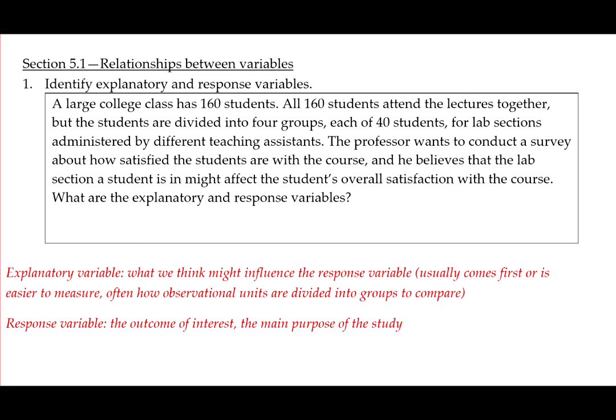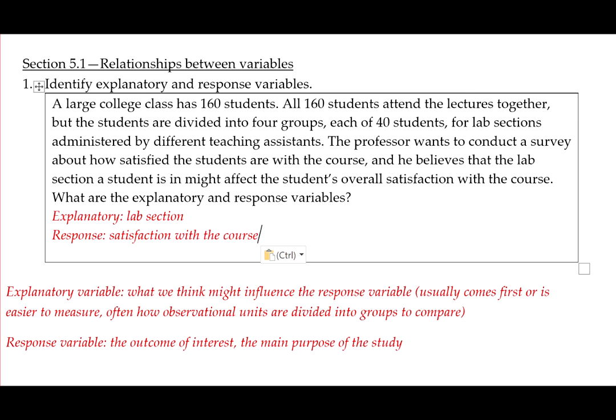So, you'll notice here that what the professor is really interested in, what he cares about, is how satisfied the students are with the course. So that's the response variable. But the professor believes that something might affect students' overall satisfaction, which is which lab they are in. Notice that these different lab groups are dividing the students up into different groups or sections that we would like to compare. So the explanatory variable here is lab section, and the response variable is satisfaction with the course.